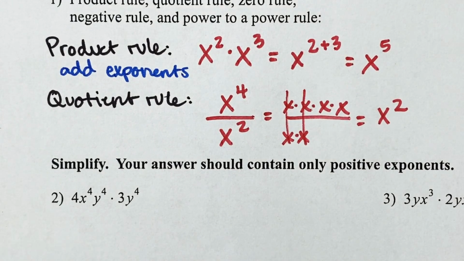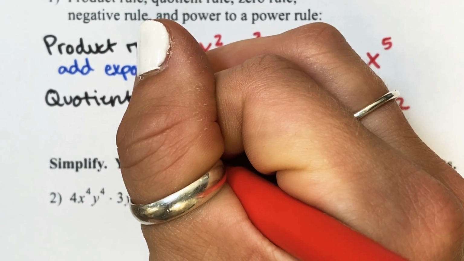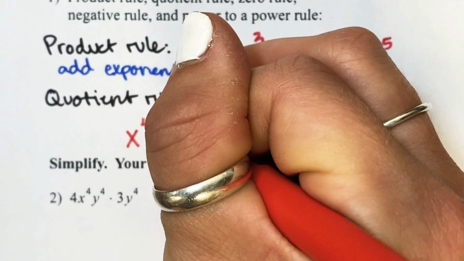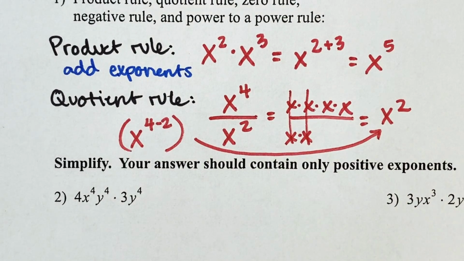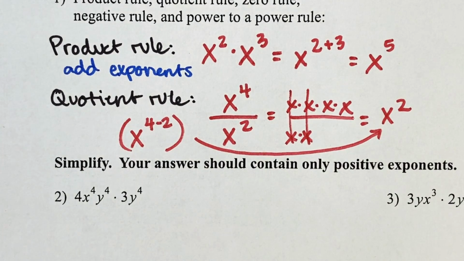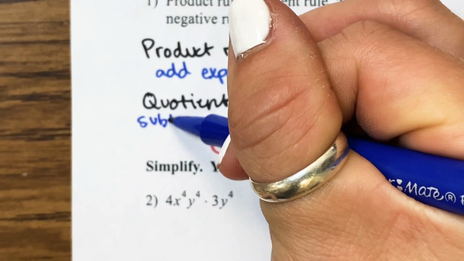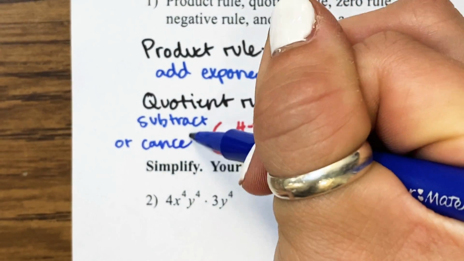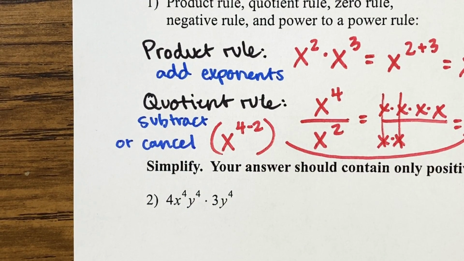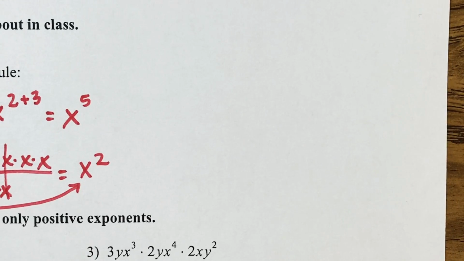That's one way you can think about it, or you can just think of it top minus bottom. So we have x to the 4 minus 2. You could have thought of that way as well. That'll give you the same answer right there. So with quotient rule, you can either think subtract or cancel. Great. Okay, so let's talk about our next exponent rule.